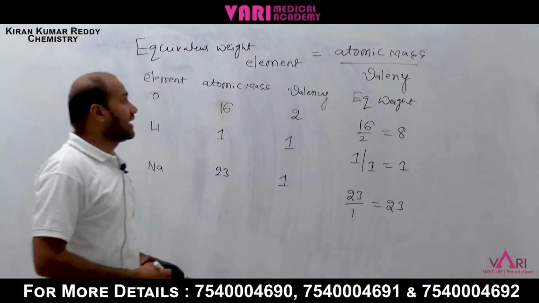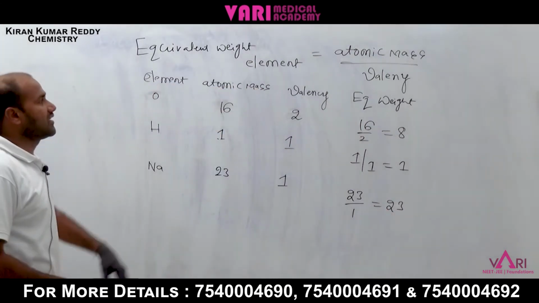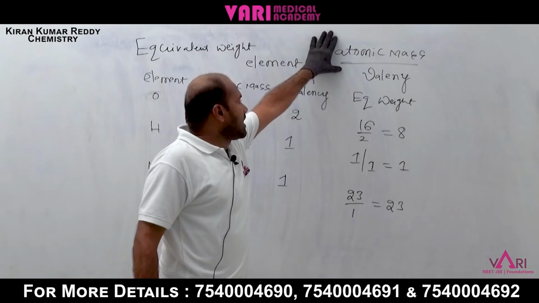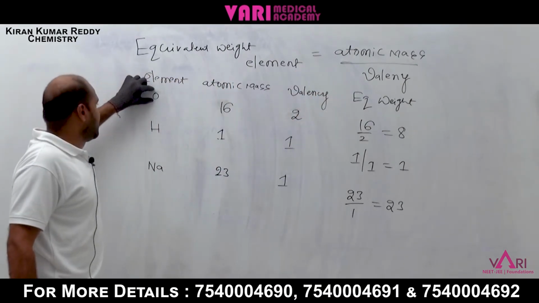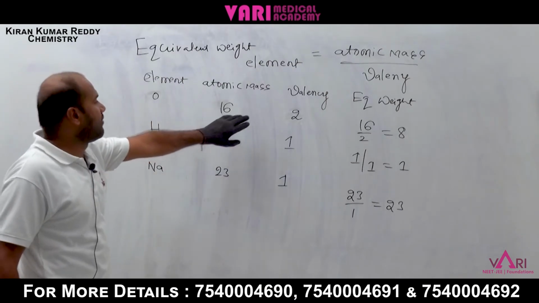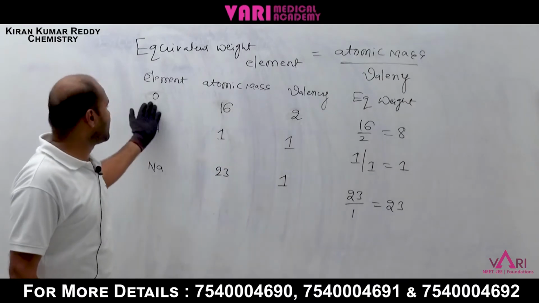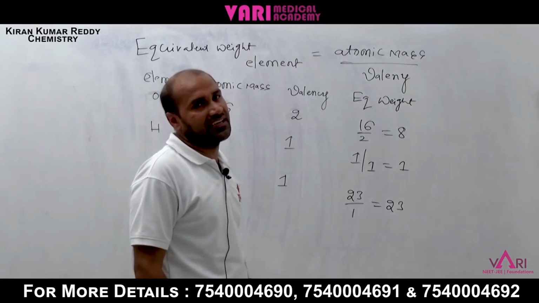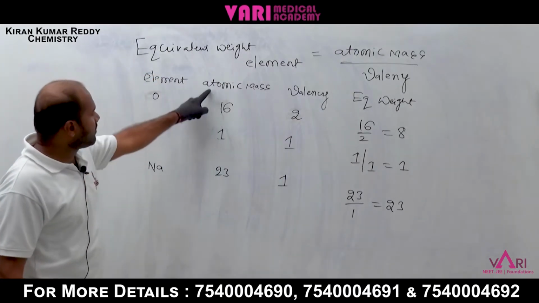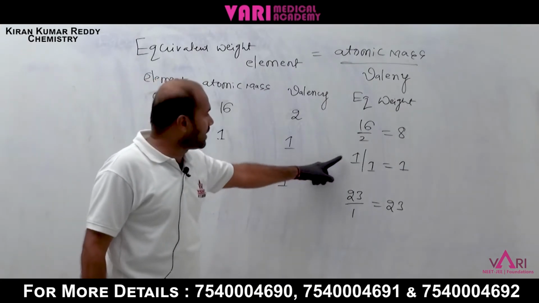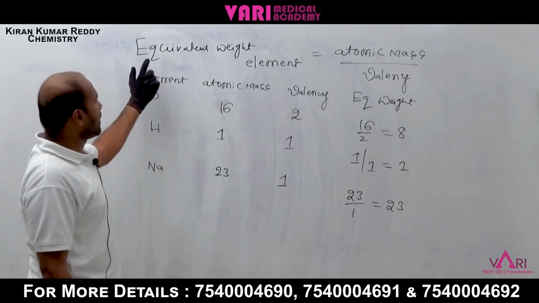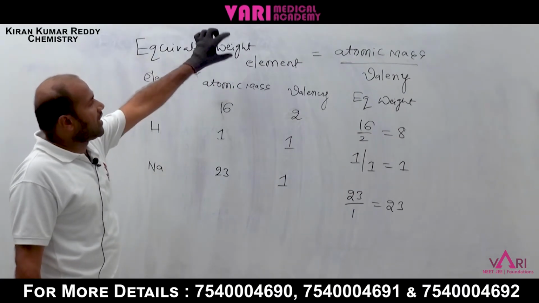If you calculate the equivalent weight of element, the formula is atomic mass by valency. First I am taking oxygen, hydrogen, sodium. Oxygen atomic mass is 16, the valency is 2. Oxygen shows 2, 4, 6 valency, but here the standard valency is 2. Hydrogen atomic mass is 1, valency is 1, so 1 by 1 is equal to 1. This formula is used for equivalent weight of element.